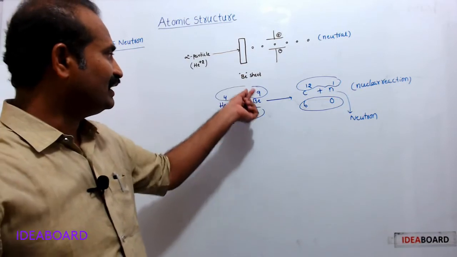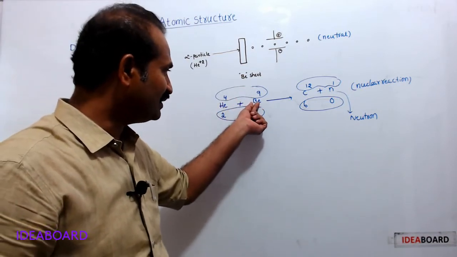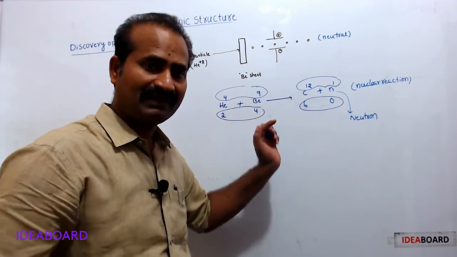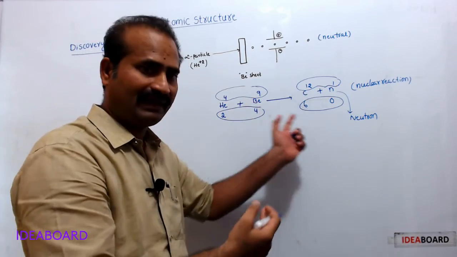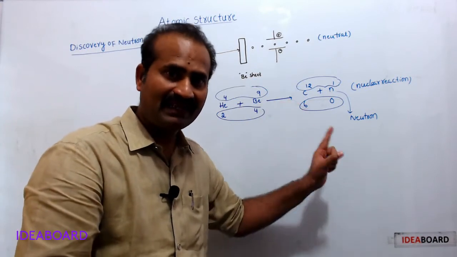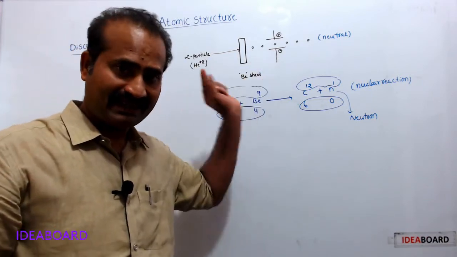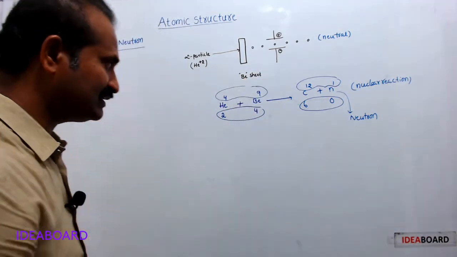See, when beryllium is bombarded with the helium, then beryllium transferred to carbon. This is nuclear reaction. One element can transform into another element. Such reactions are nuclear reactions. Okay, in this way, neutron is discovered. Now we will see the properties of neutron.